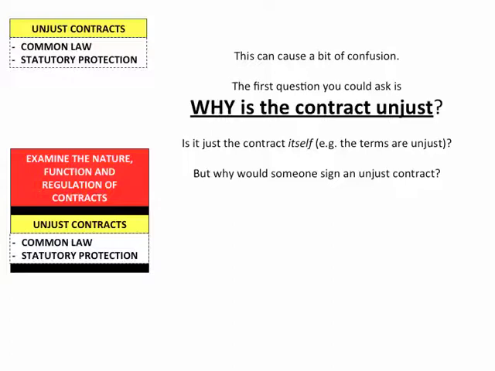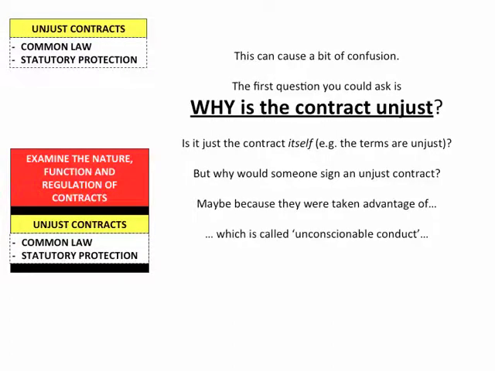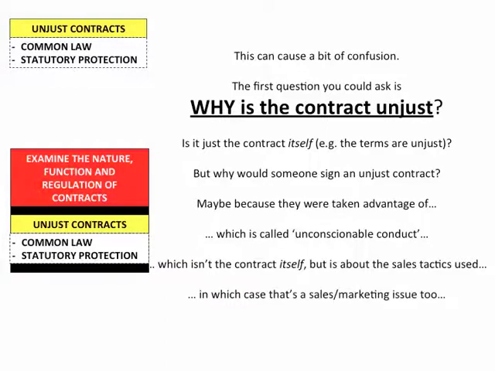And then we start looking at some of the problems, like maybe they were taken advantage of, right? And that's called unconscionable conduct. And that itself, the conduct that led up to the contract, that's not the contract itself. So it's not saying that that's an unjust contract, but the sales tactic used in order to get the person to sign the contract, in which case that's also like a marketing issue as well. And that's covered by a different part of the syllabus, right? So it kind of blurs the lines here.